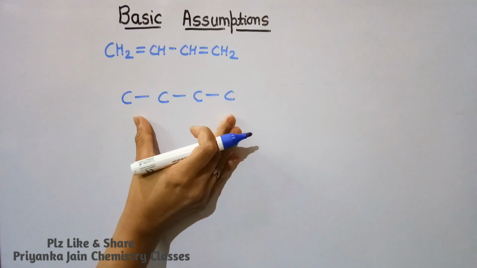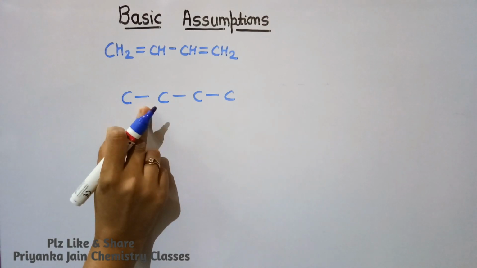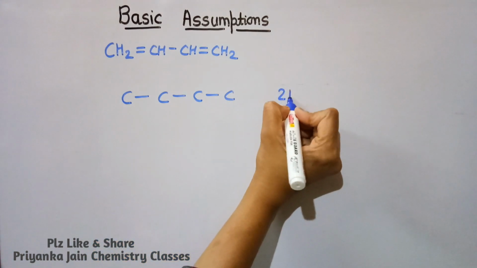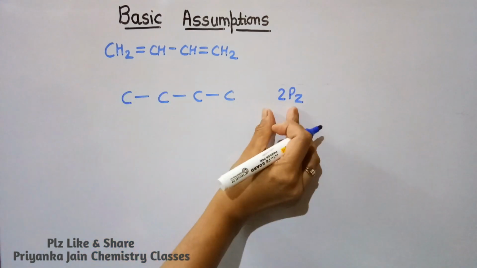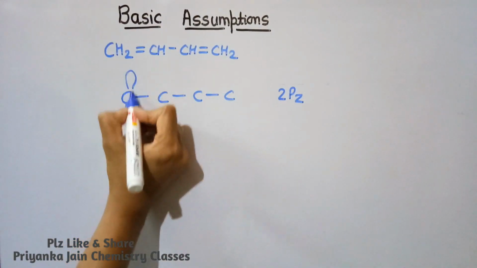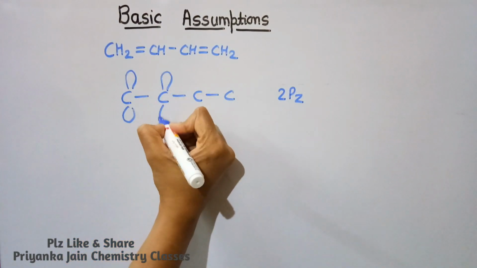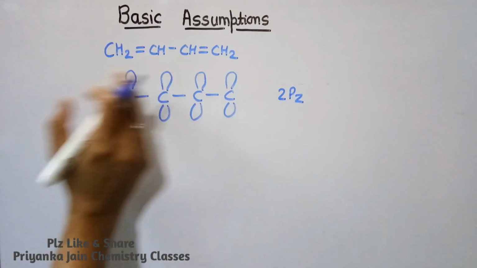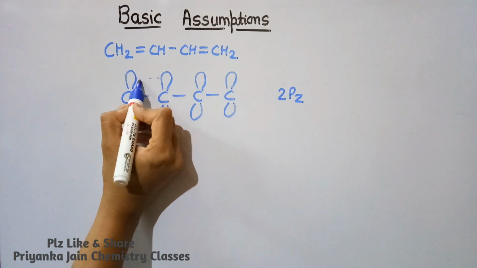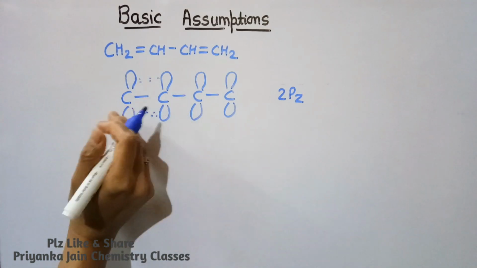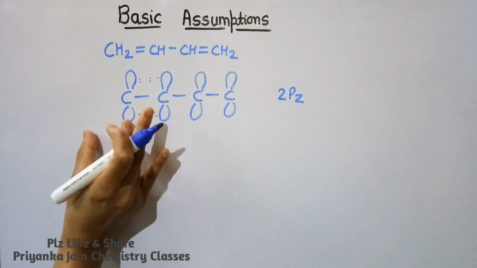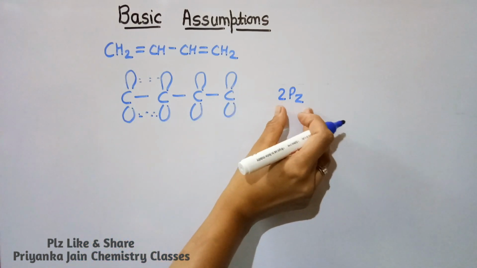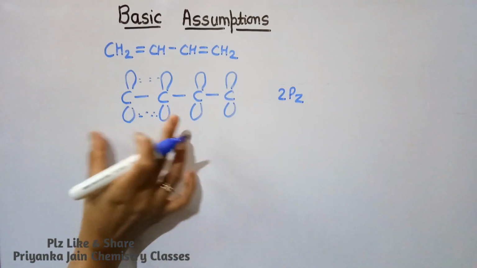sp2 hybridized. So these sp2 hybridized orbitals are used in forming the sigma bonds, while there is one remaining 2pz orbital. The lobes of this orbital are above and below the plane, perpendicular to the plane of the molecule. There is a sidewise overlapping between these orbitals. So the pi bonds are formed by the sidewise overlapping of these pz orbitals. These are the pz orbitals that are responsible for the formation of pi bonds.